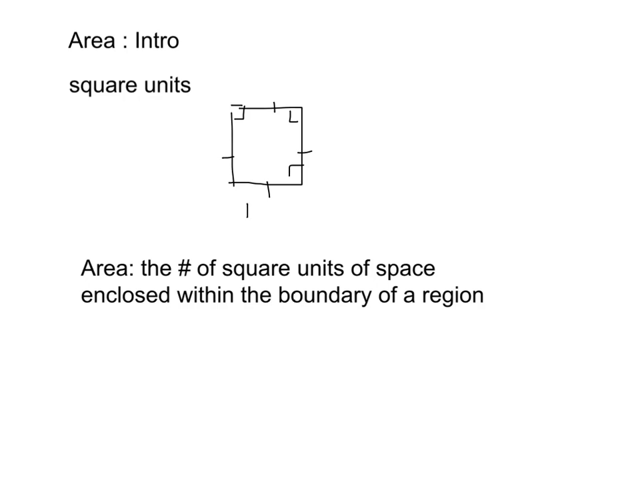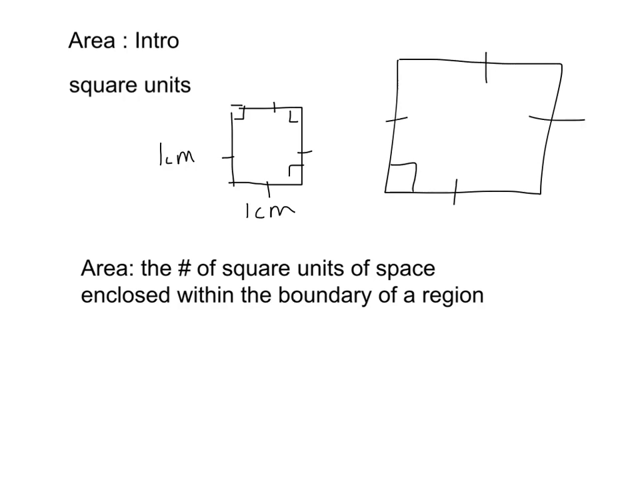Let's say this measures 1 centimeter by 1 centimeter, and let's say this one right here is 1 foot by 1 foot. This first square has an area of 1 square centimeter. That's an example of a square unit. Notice, in order for it to be a square, base and height are the same, and the base is perpendicular to the height.